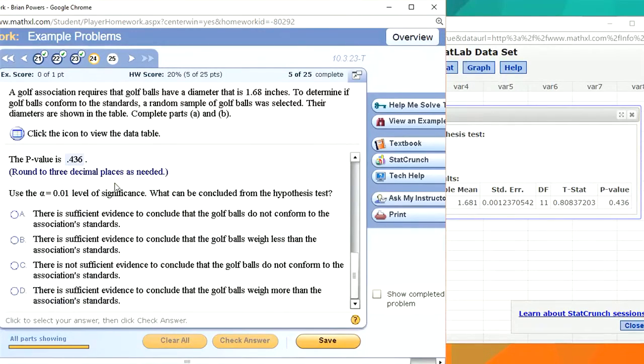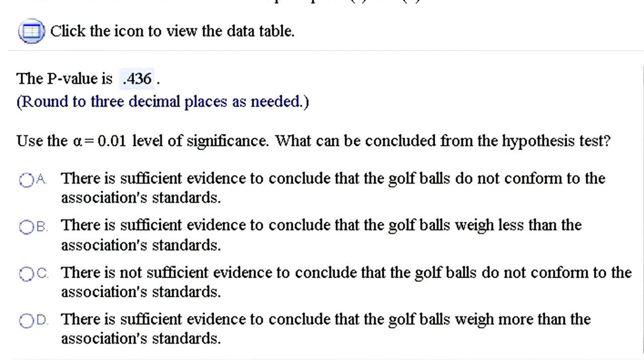Do we reject at an alpha level of 0.01? Well, clearly, the p-value is higher than that. So whenever the p-value is greater than your alpha level, we do not reject. So there is not sufficient evidence to conclude the golf balls do not conform. This evidence is inconclusive. We can't reject the null hypothesis. So for now on, we still have to assume that these golf balls are in conformity with the standards. That's that.